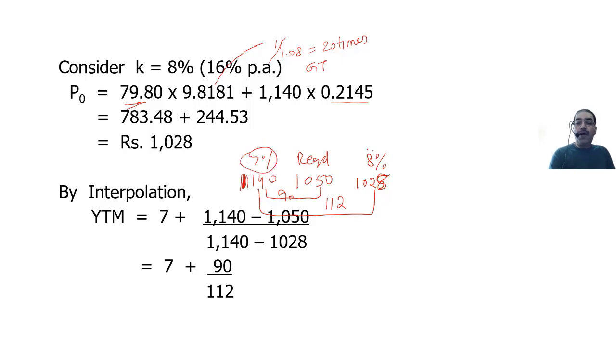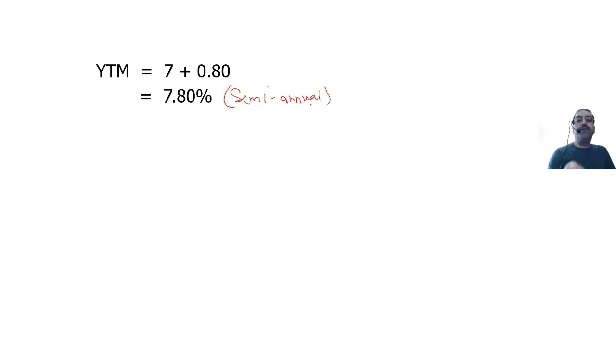Lower limit, upper limit. Lower limit comes here plus fraction. This fraction 90 by 112. Don't study formula. Formula studying is of no use. Understand it this way. I hope you have understood. So YTM is equal to 7.8%. But this YTM is equal to 7.8%. This is semi-annual. I want annual figure.